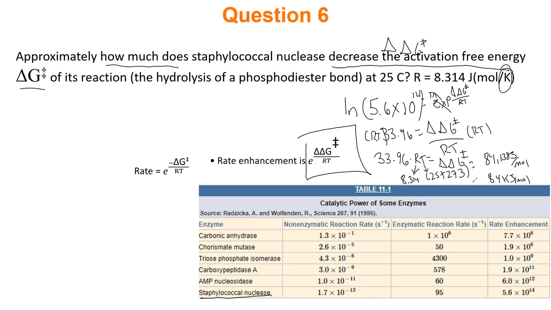Any questions about how I did the math there or any confusions? Did I lose you at certain steps? I think the hardest part of this question is actually understanding that you're looking for delta delta G double dagger. Once you have that, that's just algebra. But the harder thing is realizing that the decrease of delta G double dagger is delta delta G double dagger. You're looking for the change in delta G double dagger. Any questions about that math?